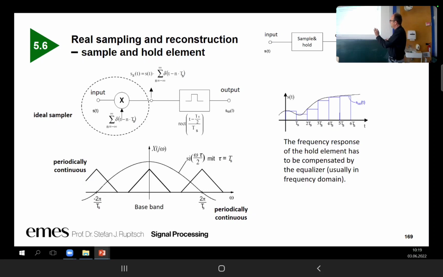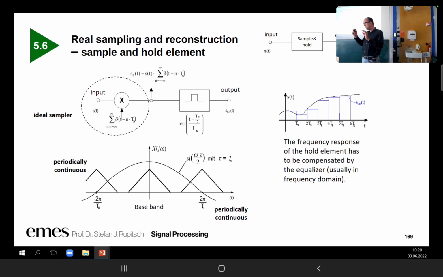For the reconstruction, we apply at the output something like this in addition. Now we have a rectangular function, and this rectangular function is multiplied with the sampled version. As a result, we obtain this blue curve, and if we take a look at the frequency spectra, then we have, in addition to the information of the signal, this sinc function. And this sinc function refers to this rectangular function from the hold element.